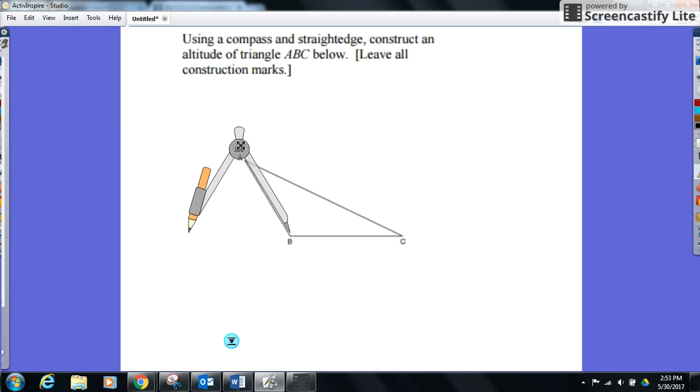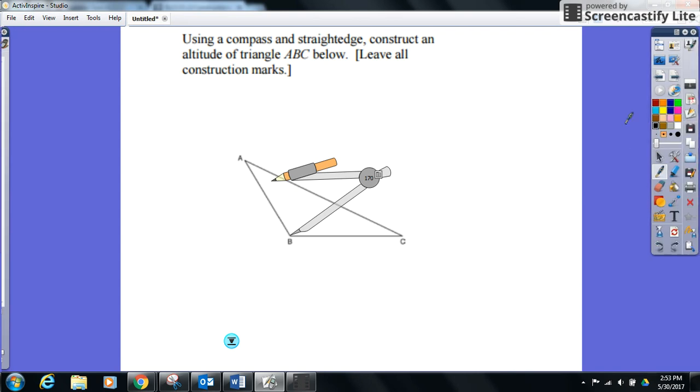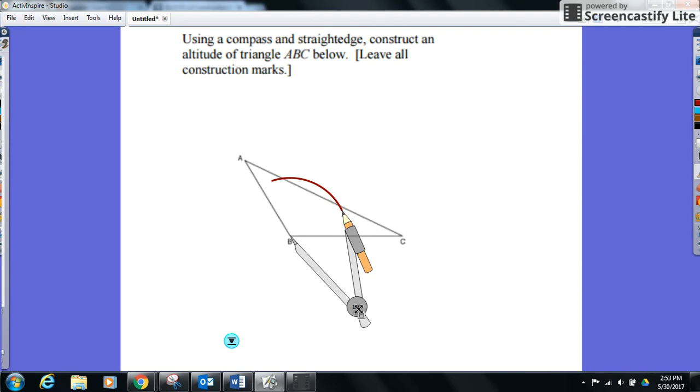So I put my compass point on B and I open up my compass to a length that I can make an arc that will intersect AC in two spots. Two spots. I always like to open up my compass a little wider. I then go to each point of intersection and make two more arcs, and the hope is that these two arcs will intersect each other. Better go back and make that one just a bit longer to be on the safe side.